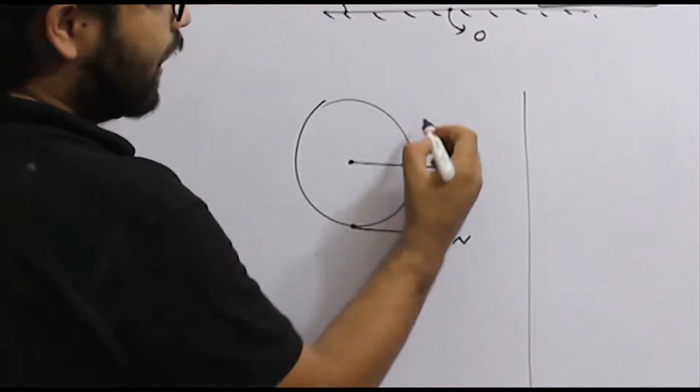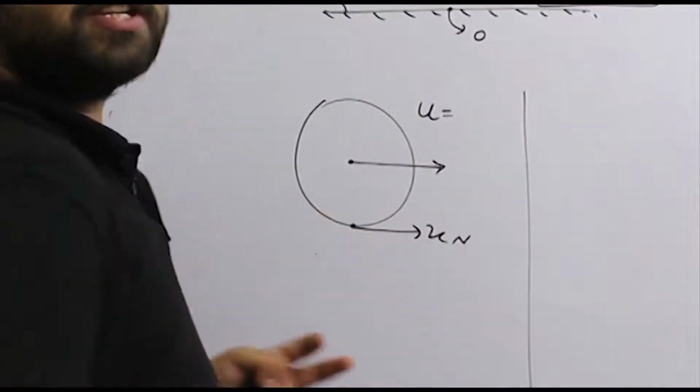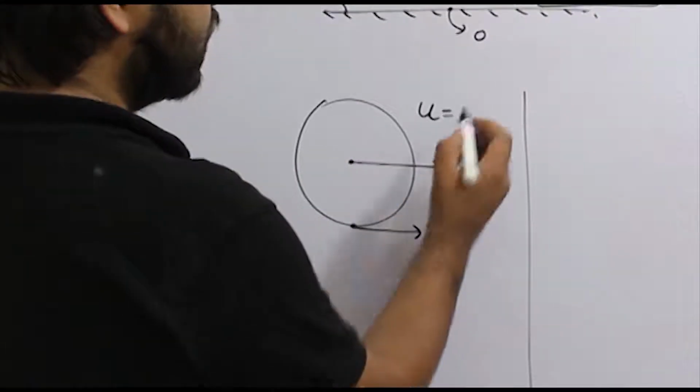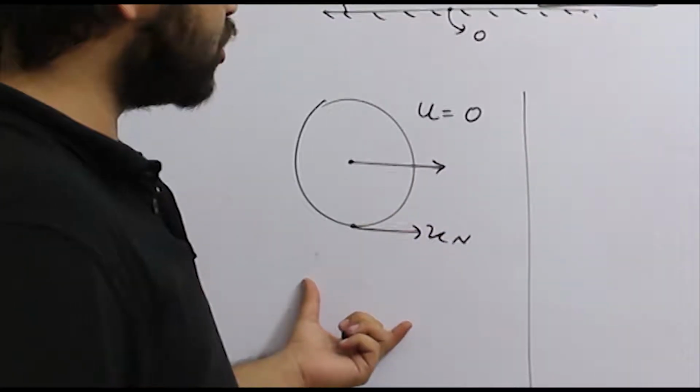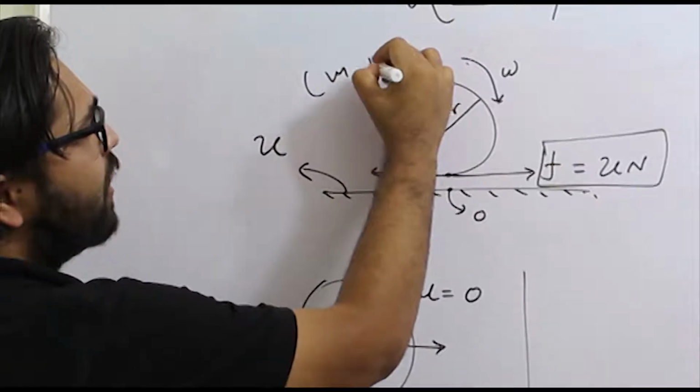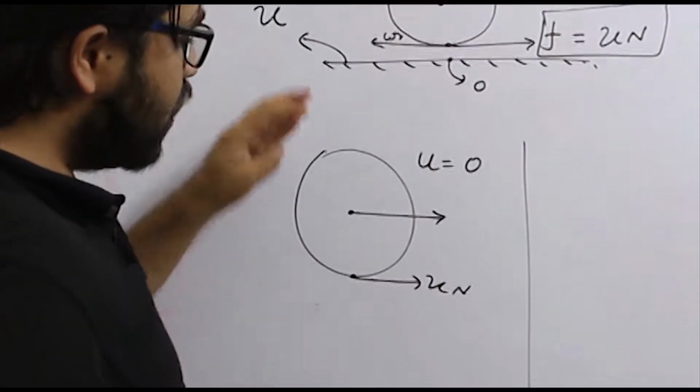All right. What is our initial translational velocity? What was the initial translational velocity that was given to this object? It was 0. There was no initial translational velocity given to this object, right? So now a force mu N is acting. Let's say its mass is m and its moment of inertia is I. Now what's going to happen?